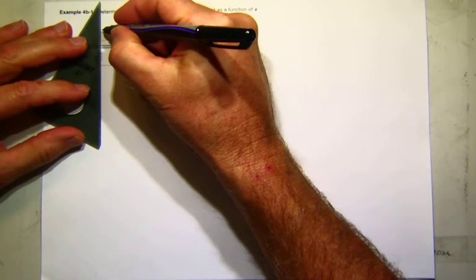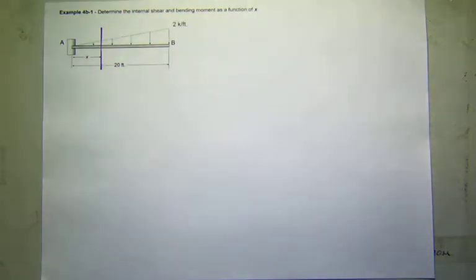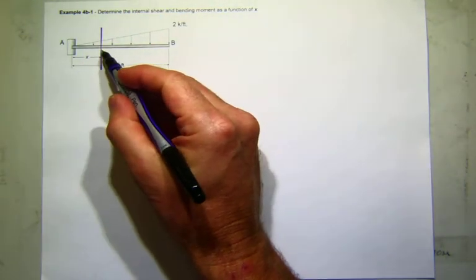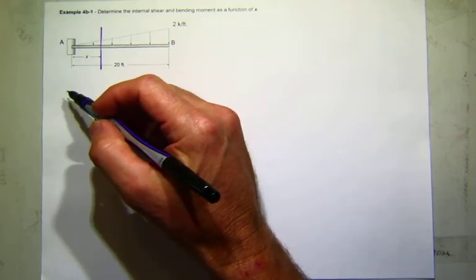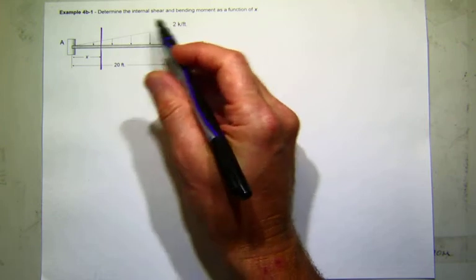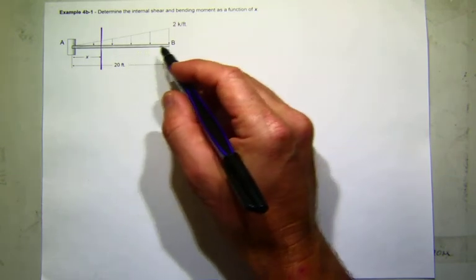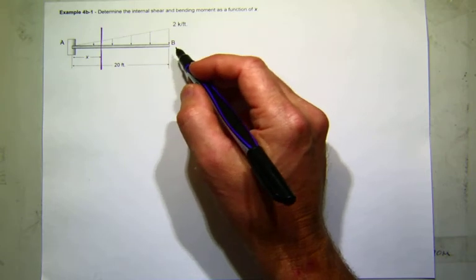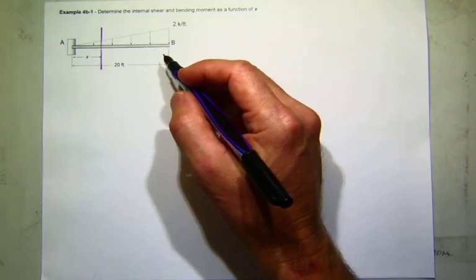So we're going to use method of sections. At that distance x, I'm going to imagine a cut in my structure right there. And we're going to talk about what I would need to do the right-hand side and what I would need to do the left-hand side. So let's talk about the right-hand side. Is there any advantage to doing the right-hand side? Well, B is a free point. There's no reactions there. So I don't have to find any reactions to get started.